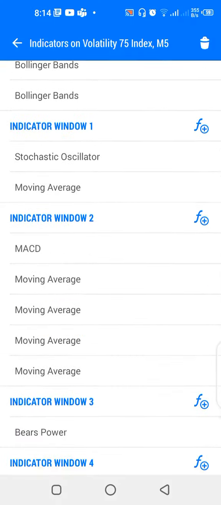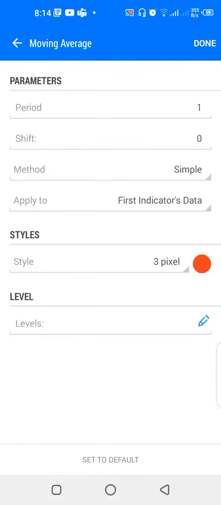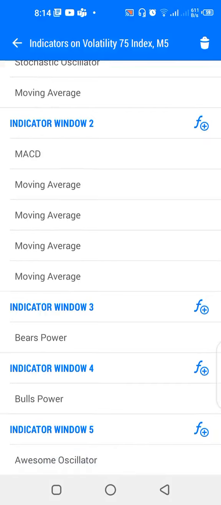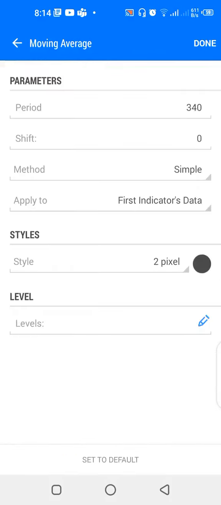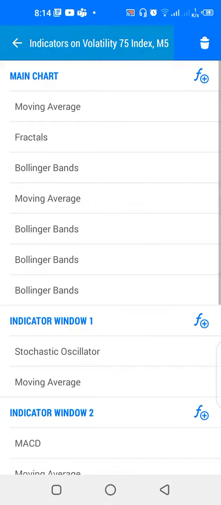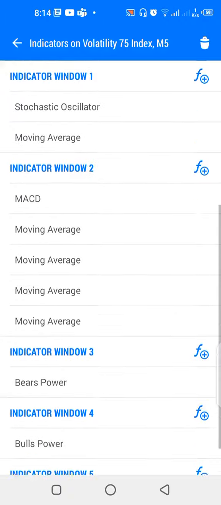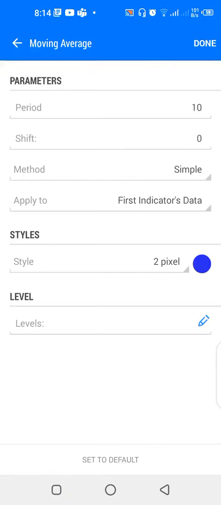Then still on indicator window 2, we have moving average. The period is 1, shift is 0, method is simple, apply to first indicator's data. Color is red. Another moving average: period is 340, shift is 0, method is simple, apply to first indicator's data. Color is black. Still on indicator window 2, we have another moving average. Period is 10, shift is 0, method is simple, apply to first indicator's data.